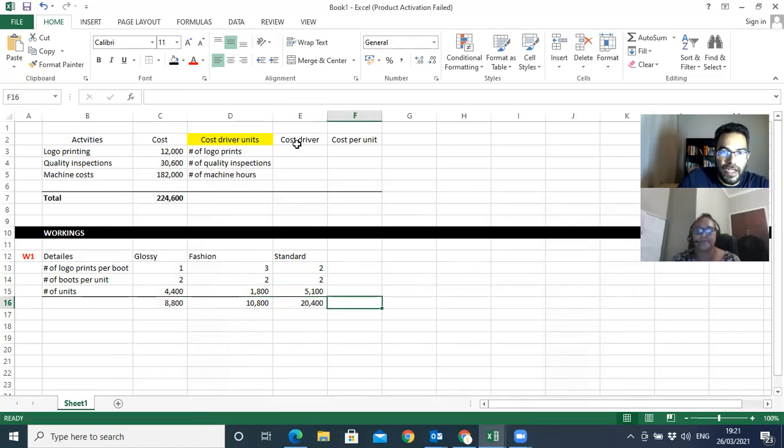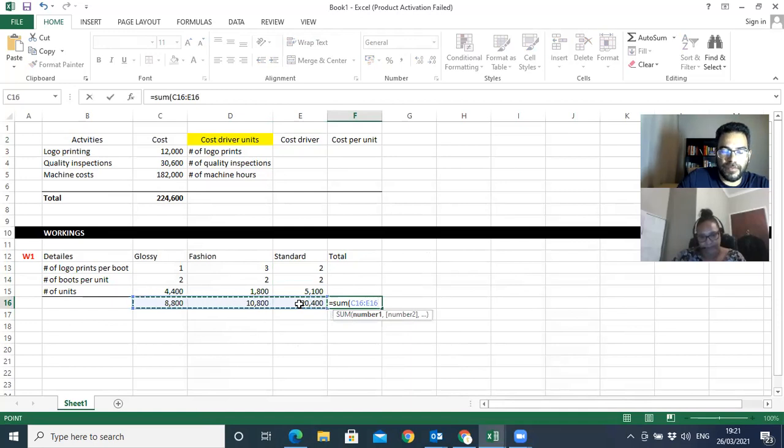But over here, I'm interested in the total. So therefore, I'm going to bring in the total. I'm going to say the sum of all of these. Okay, so therefore it is 40,000.